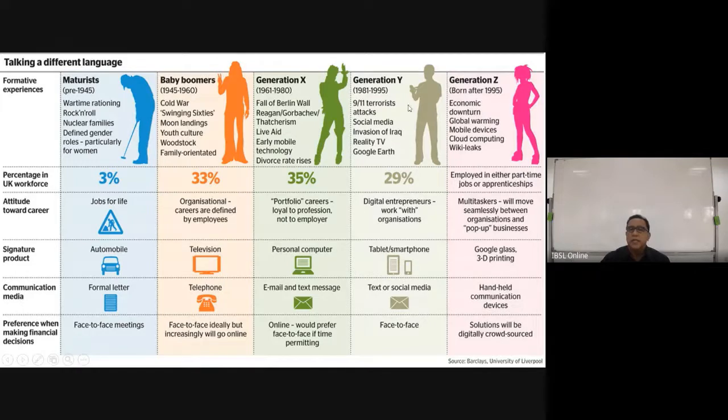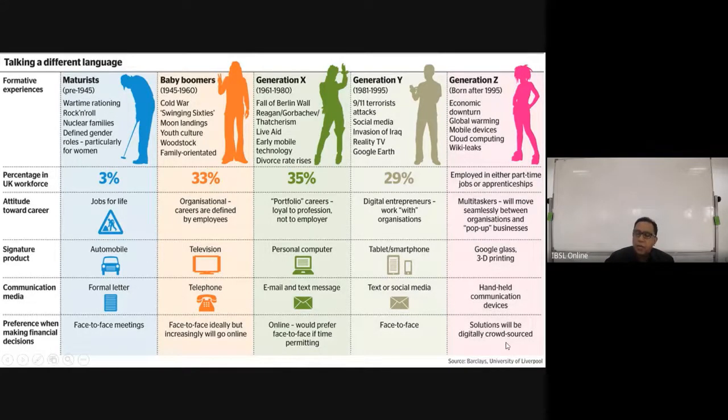Now Generation Y, mainly they are dealing with smartphones and tabs. Communication is mostly social media. But maybe the people born before 1945 used more physical letters, hard copies. Maybe then after that the telephone, then emails came. Then we go to other things like preferences when making financial decisions. Face-to-face meetings, ideally, but increasingly going online. Generation X online, but would prefer face-to-face if time permitting. Solutions would be digitally driven.